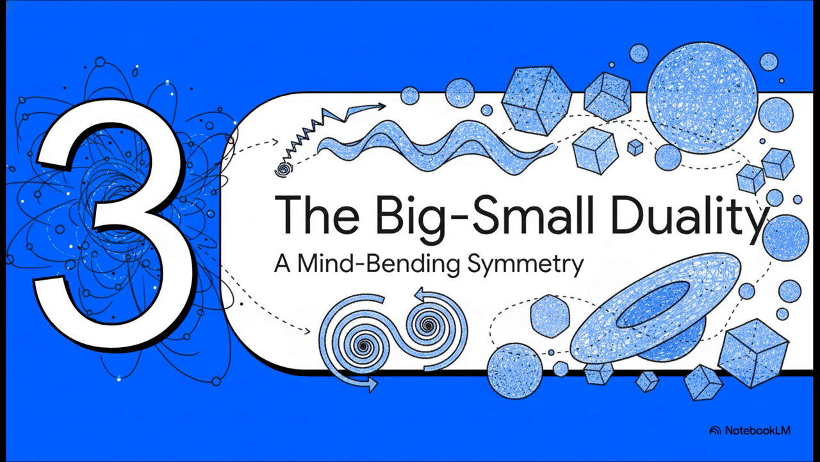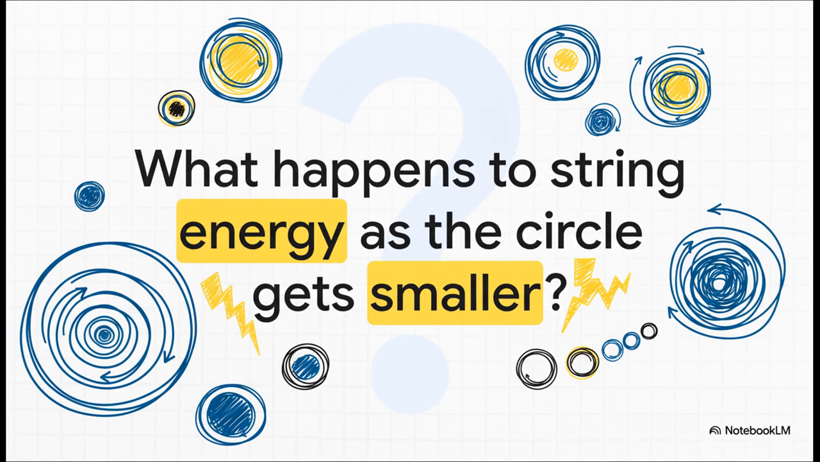And now that we have those two kinds of energy, momentum and winding, we're ready for one of the most famous, most bizarre, and most profound results in all of string theory. This is the part where our everyday intuition about size and distance completely breaks down. Let's do a little thought experiment. We take our circular dimension and we start to shrink it.